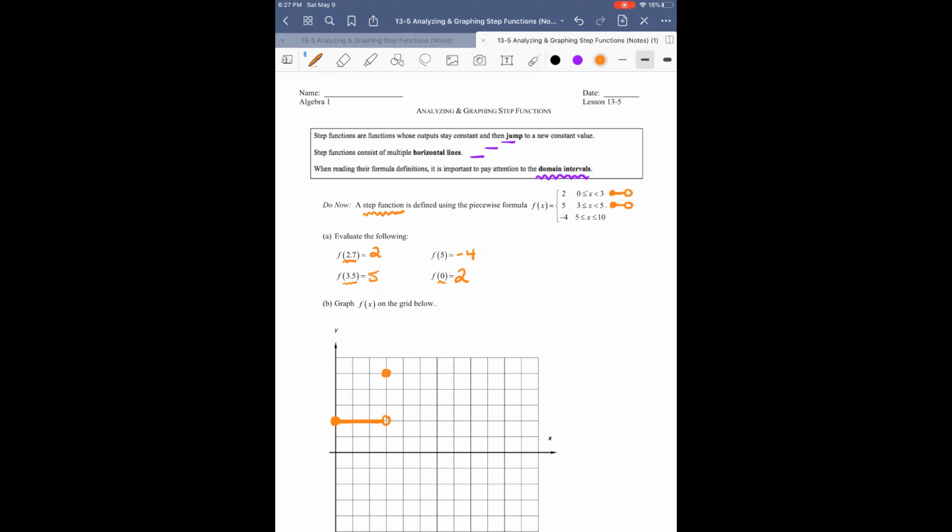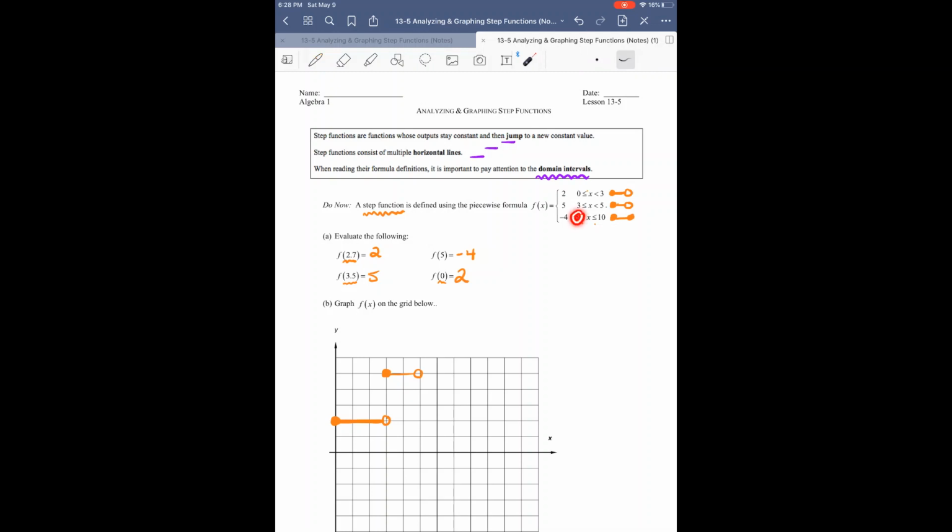So 3, 5. And it's going to remain a horizontal line until we reach x is 5, which is going to be right here. And we're going to have an open circle. For our final step, we're looking at the interval where 5 less than or equal to x less than or equal to 10. So since we have 2 or equal to's, we're going to end up with 2 closed circles on that step. Okay, so let's take a look at that.